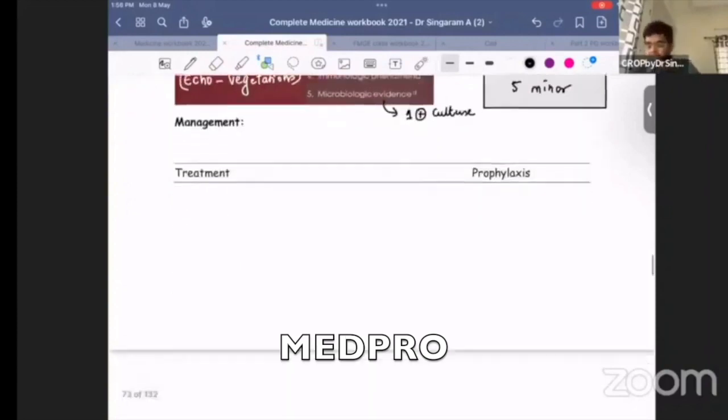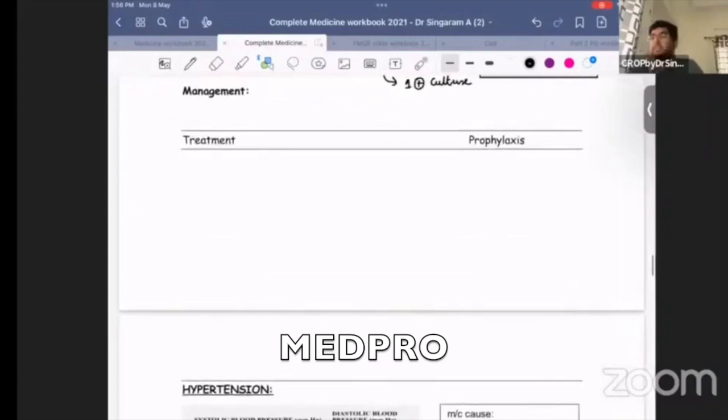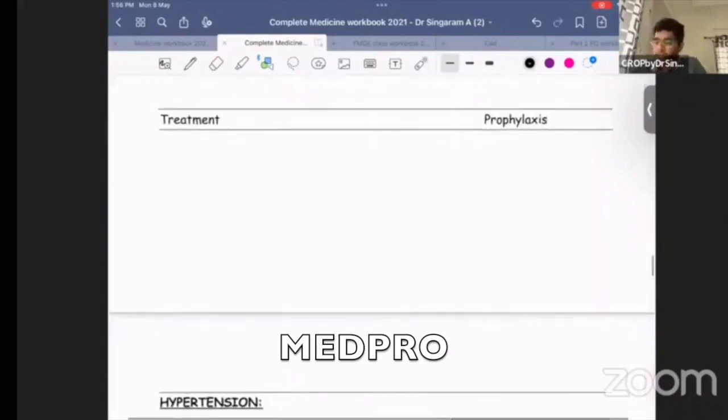What is the last part? The last part should be the management of infective endocarditis. Of course, you're going to manage with antibiotics. That is what will be the treatment. And you have to give an antibiotic which will cover the usual organisms like Staph aureus, Streptococcus, coagulase negative Staph. All these organisms should be covered.